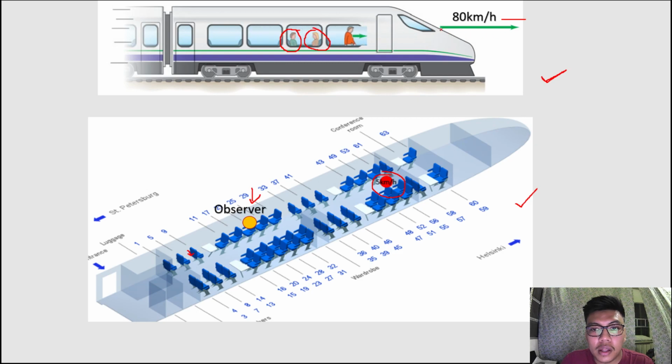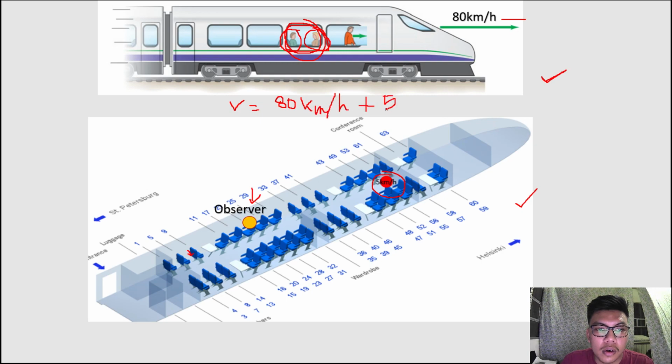Okay, since yung train ay moving ng 80 kilometers per hour and nalagpasan niya yung stationary object doon, yung mga observer, which is also moving 80 kilometers per hour, by theory, ang kanyang speed, or ang kanyang velocity, ay 80 kilometers per hour since yung train natin ay moving, plus yung speed ng mismong moving na object, ano, nasa loob. Okay, so which is 80, plus 5, all in all, we have 85 kilometers per hour.